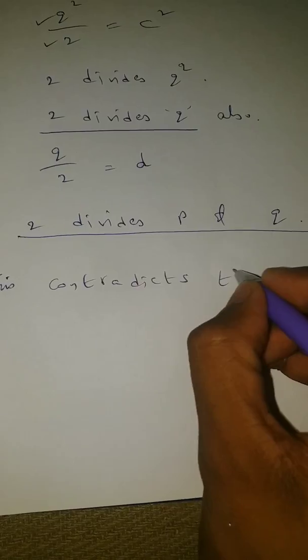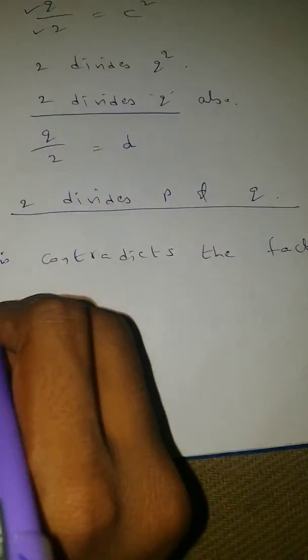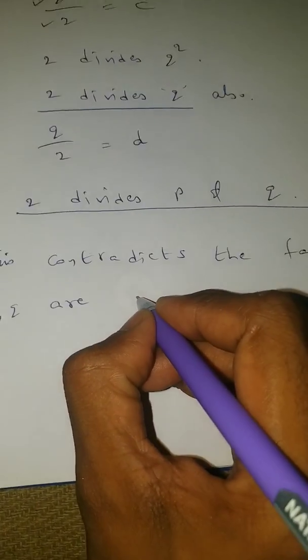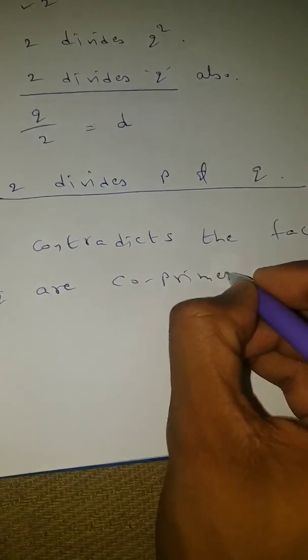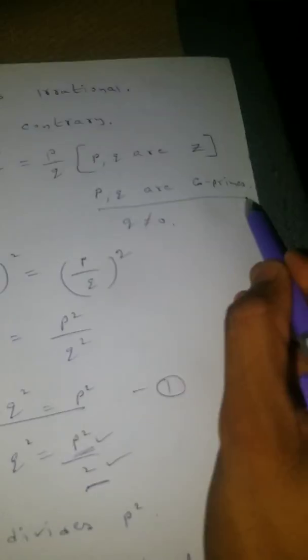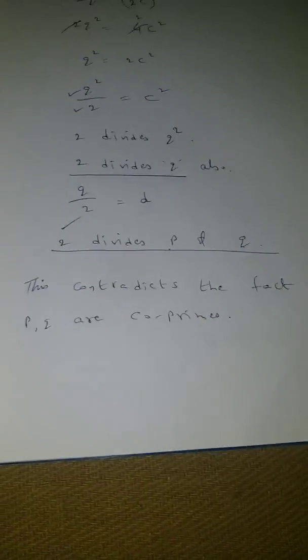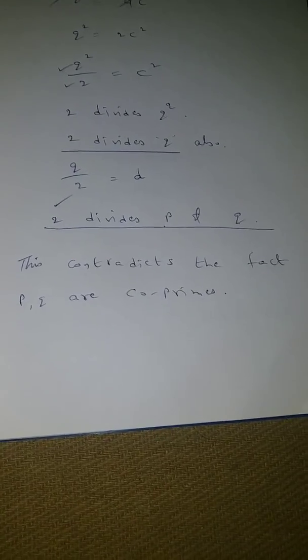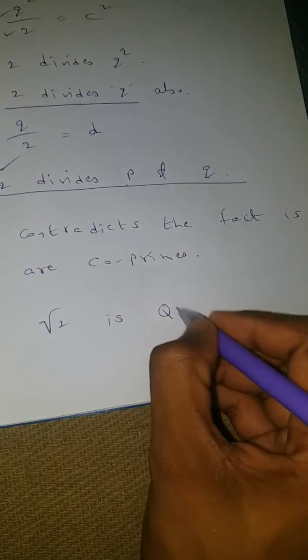This contradicts the fact that p, q are co-primes. In the beginning what? p, q are co-primes. But here what we got? p and q both have number 2 as one of its factors. So p and q are not co-primes. Then why did we get this wrong answer? Because of our wrong assumption. So root 2 is an irrational number.